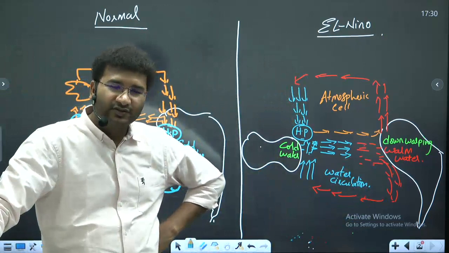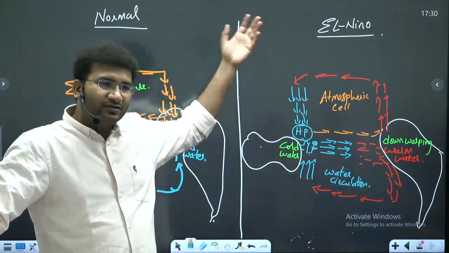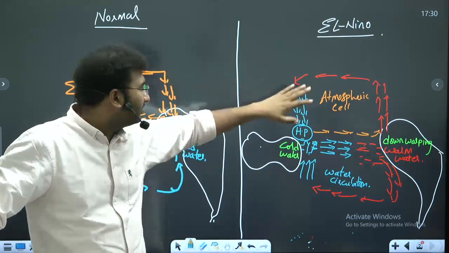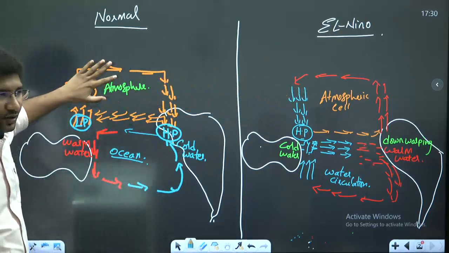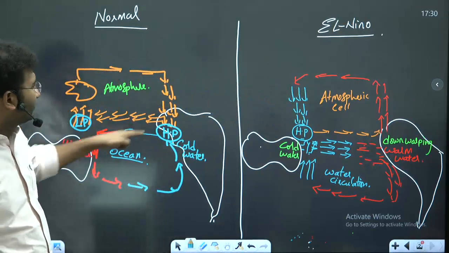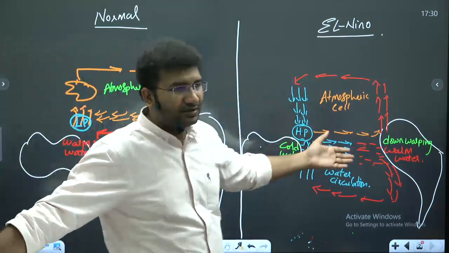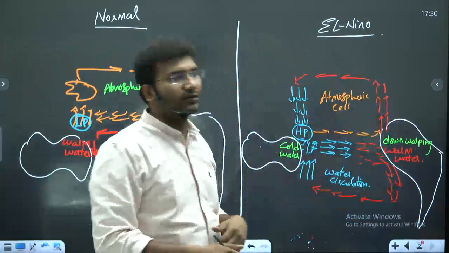Why does the water move? Water moves because of the wind. So for reasons which we do not know, there is a weakening of the Walker cell. Do you remember this is what is called the Walker cell? These horizontal cells are called Walker cells. Now in this cell, a reversal happened, and this reversal is called El Nino.